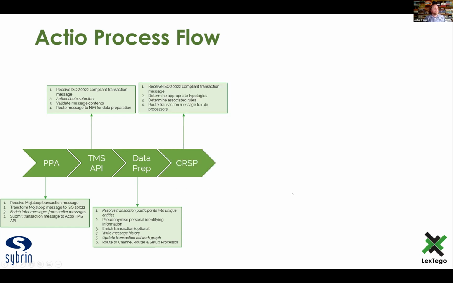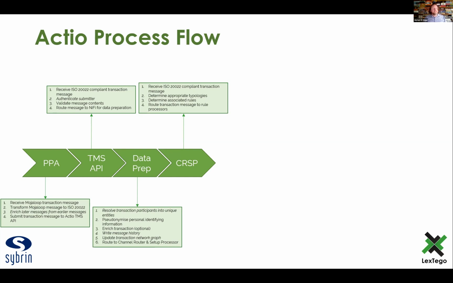And then the next step in our process is our channel router and setup processor. So this is a step where it is inefficient and also unnecessary to run every rule and every typology for every transaction. If a transaction doesn't contain any foreign exchange, then it doesn't make sense to evaluate it for typologies that relate to foreign exchange. So those are, at this point, culled from the scope of the evaluation.